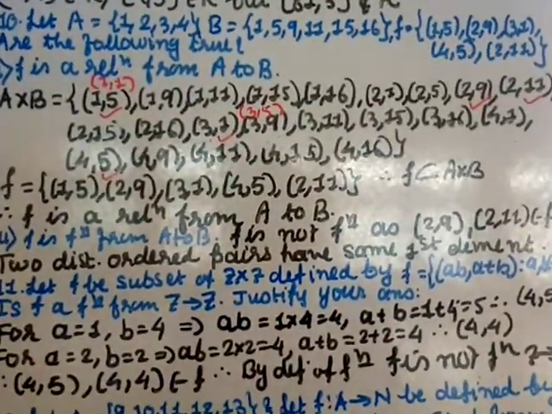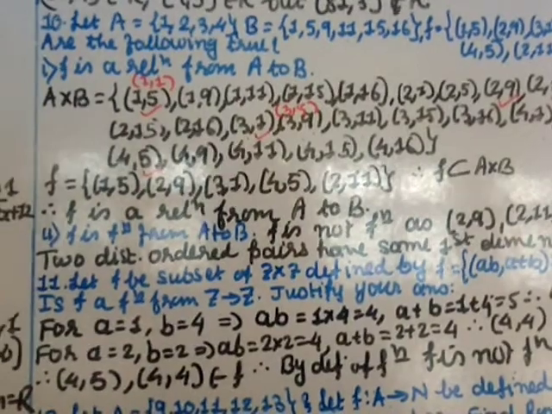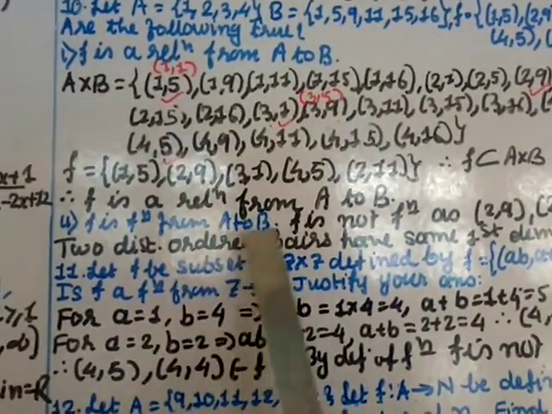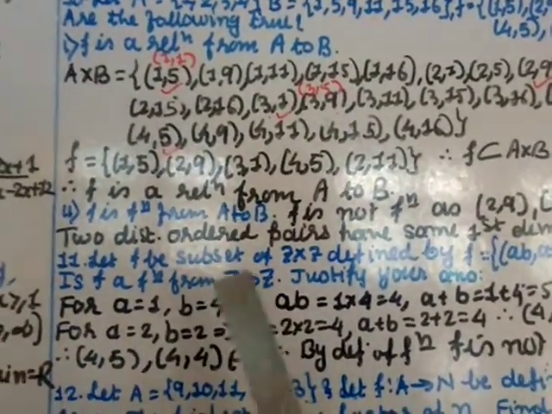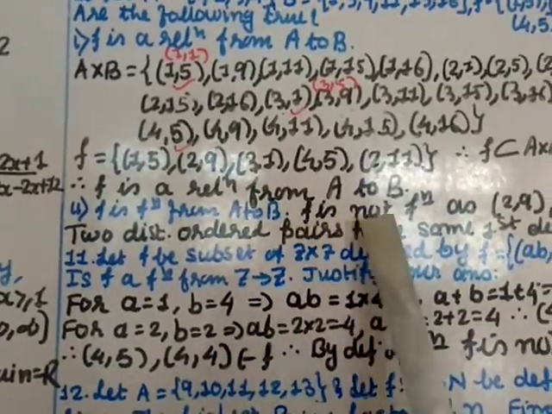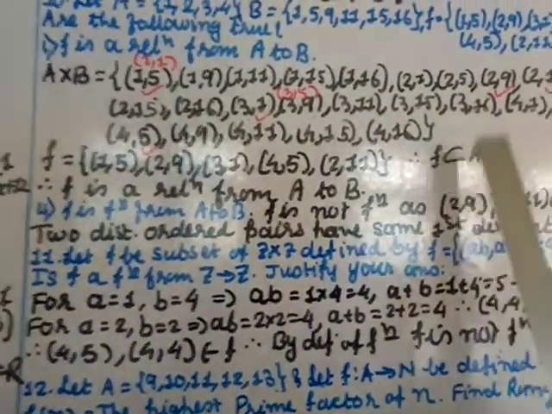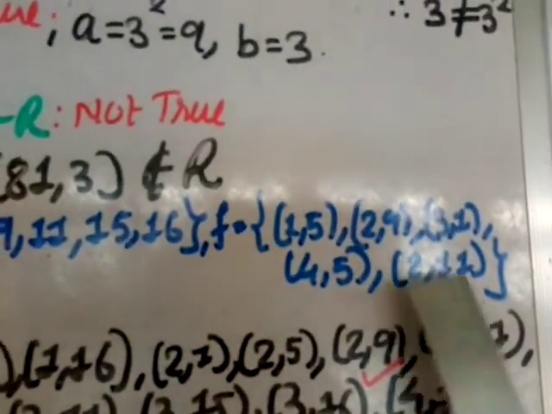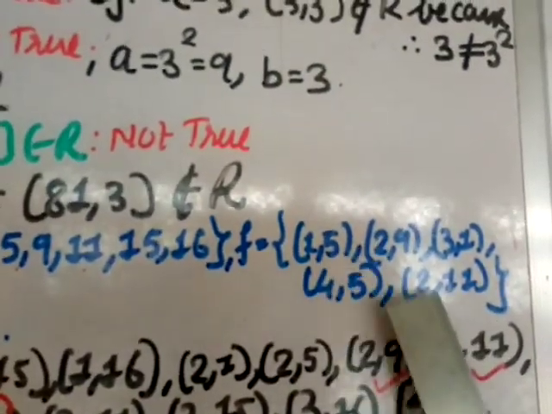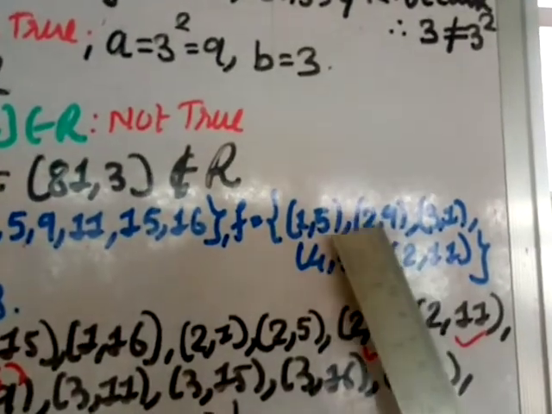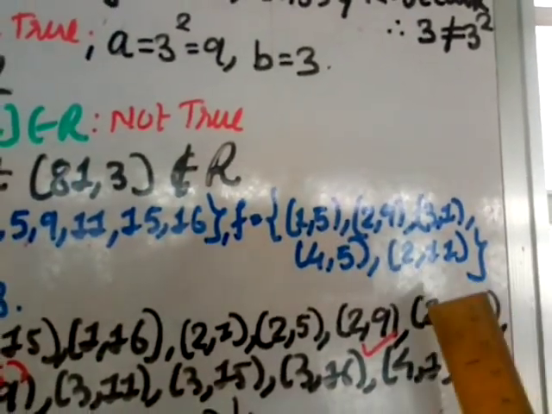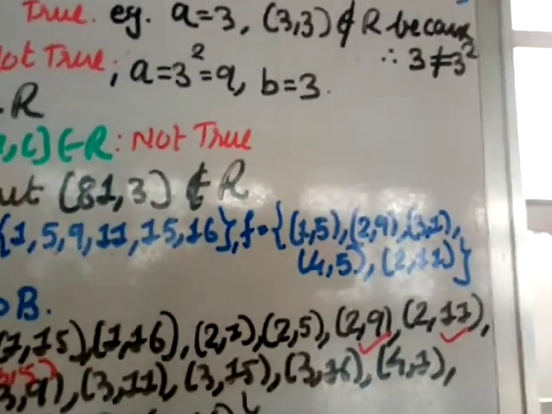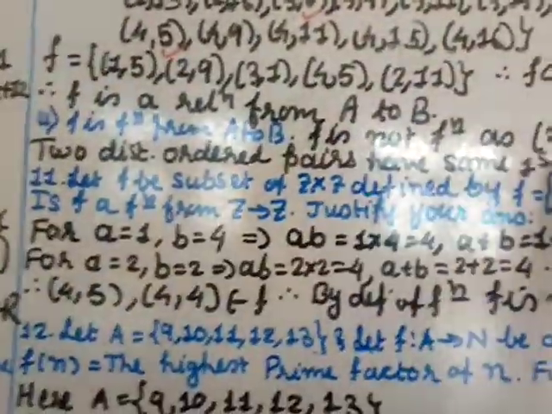Roman number 1 has a second part, Roman number 2: F is a function from A to B, whether this is also true or not. So this is not true. F is not a function. Why not a function? Because you can look at this F, it has (2, 9) and (2, 11). Two distinct pairs have the same first element. If two distinct ordered pairs have the same first element, that means the given relation is not a function.